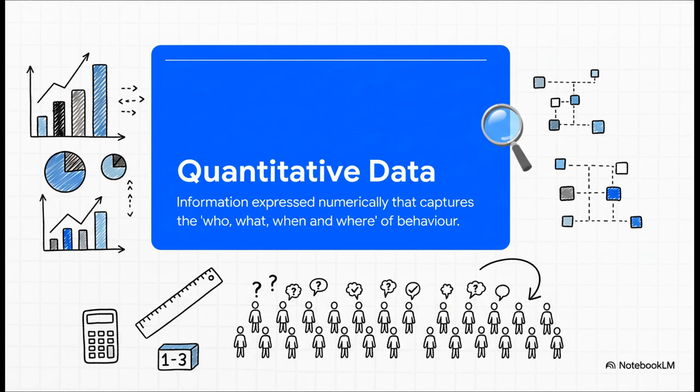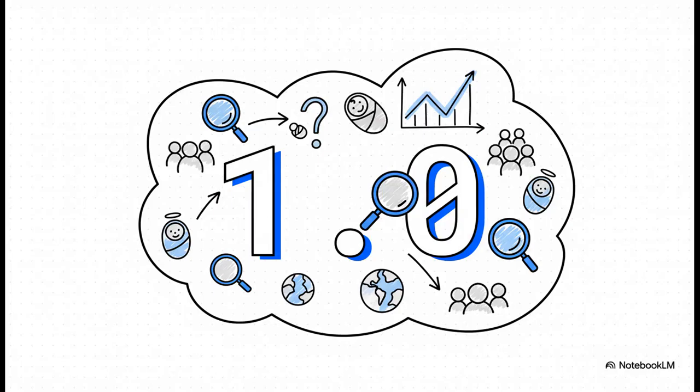It gives us a snapshot of behavior that's easy to count, to compare, and to put on a chart. Here's a perfect example. A birth rate of 1.0 per 1,000. What that means is for every 1,000 people in a population, one baby is born each year. It's a single, really powerful number that tells you something very concrete about a society. But notice what it doesn't tell you. It doesn't tell you why the birth rate is what it is. It just gives you a precise measurement.